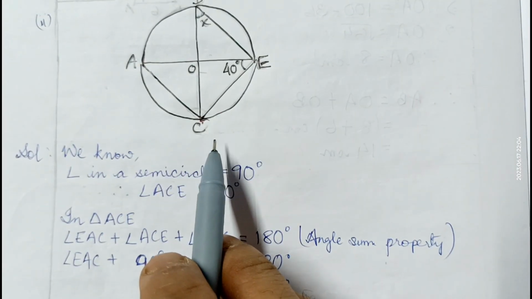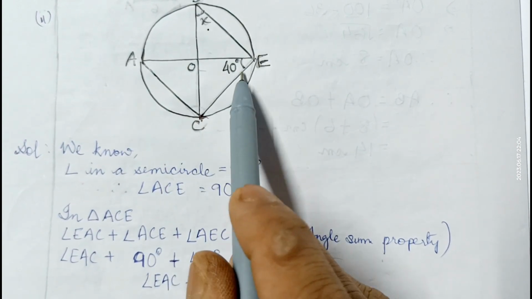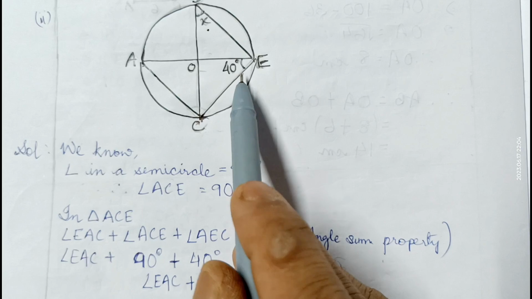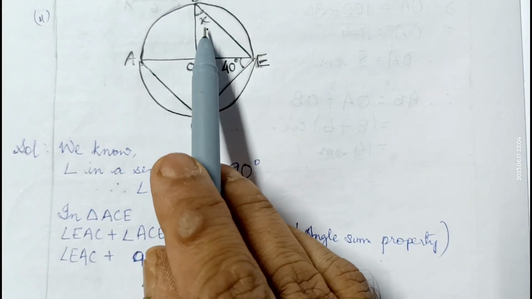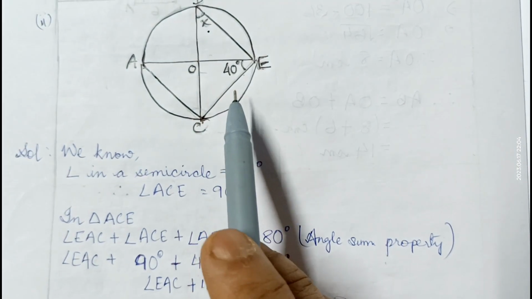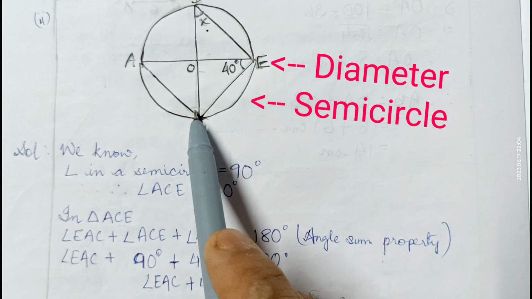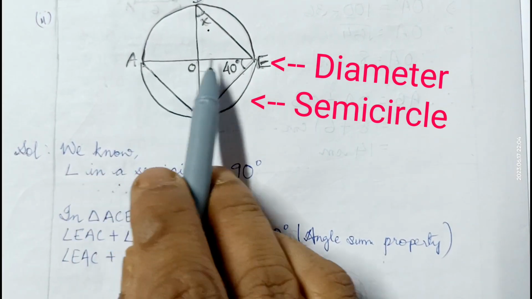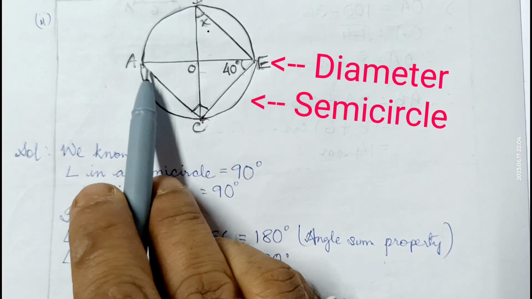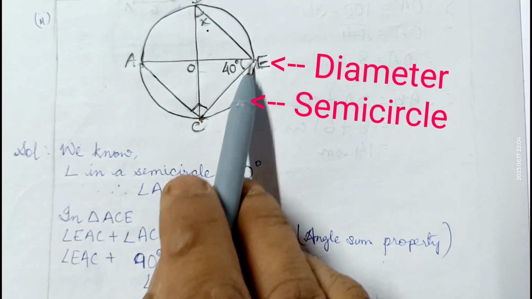In second part of question number 1, it is given that this angle is x and this angle, that is AEC, is given as 40 degree. This is the center of the circle and we have to find x. Now we know angle in a semicircle is always 90 degree. So angle ACE will be 90 degree. This angle is 90 because here AOE is the diameter. Since this is the diameter, this is a semicircle. So angle ACE is 90.